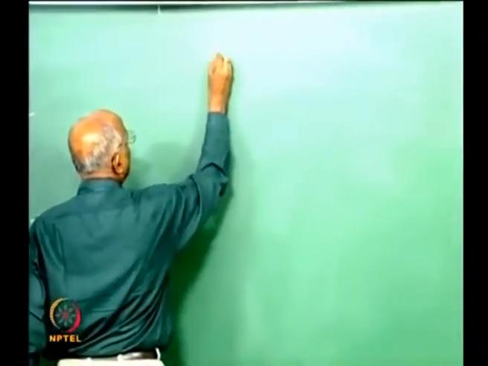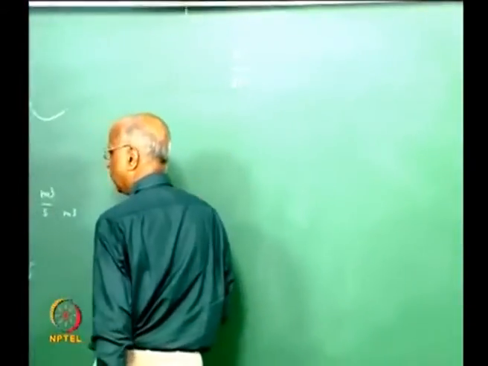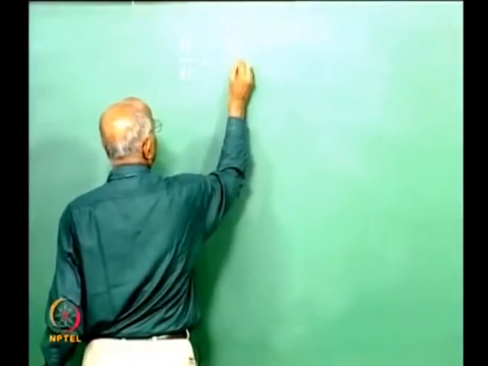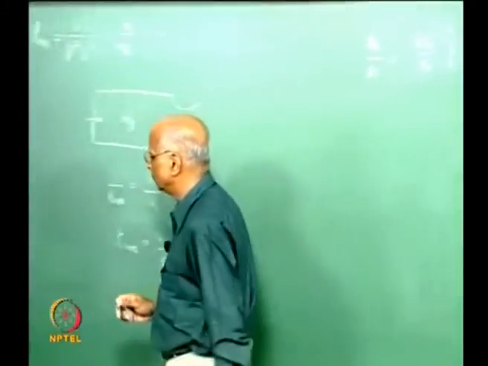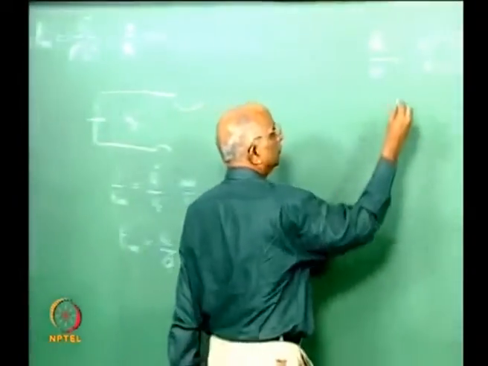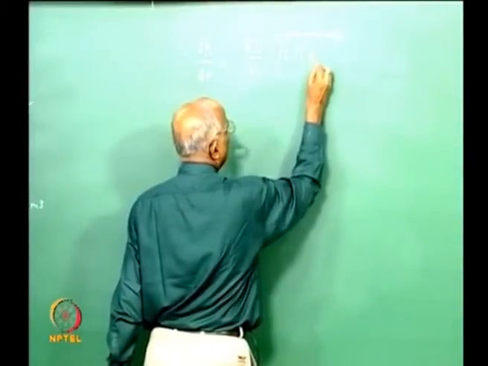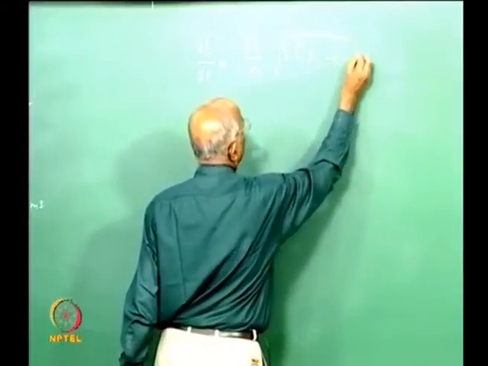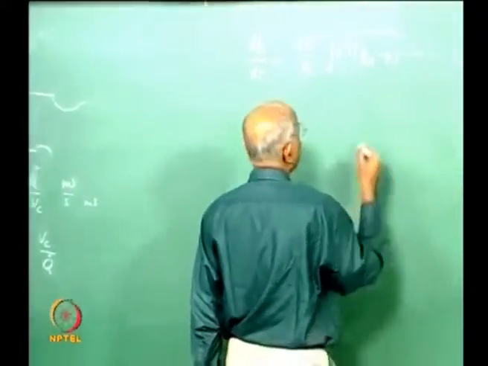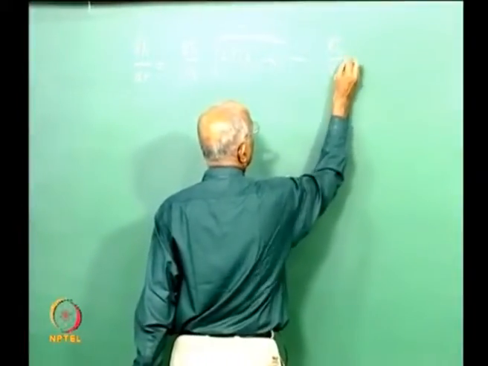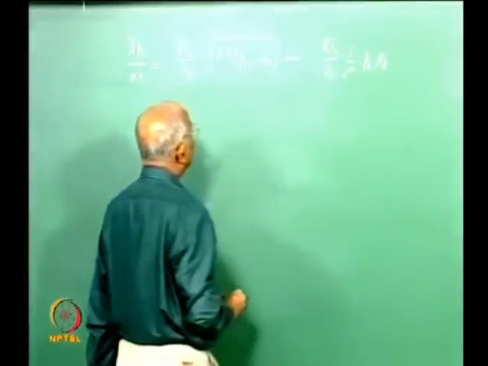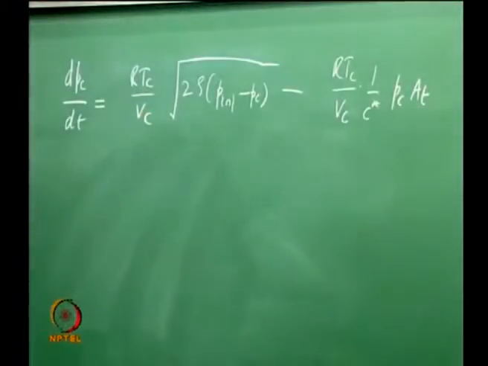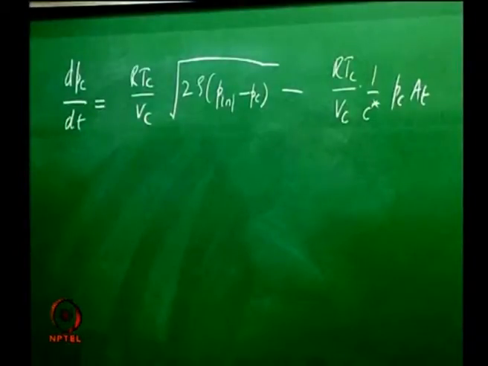We get dP in the chamber divided by dt is equal to RTC by Vc into under root 2 into density into P injected minus Pc, minus, I write the value again, RTC by Vc into 1 over C star into Pc At, and this should be multiplied by CD into the area of orifices A0, CD A0.